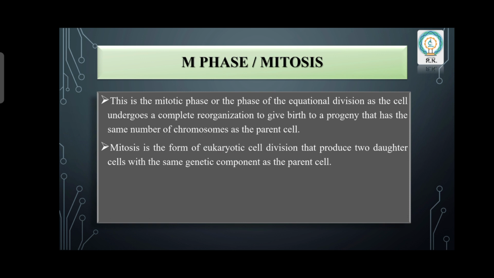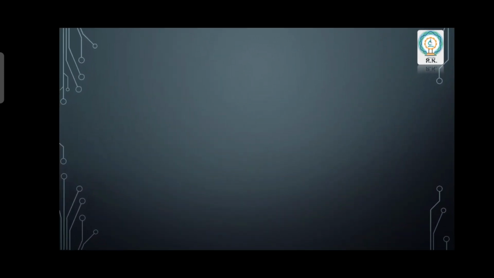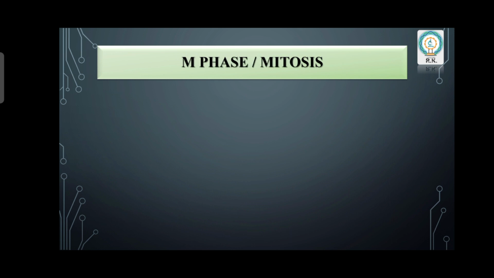Mitosis is the form of eukaryotic cell division that produces two daughter cells with the same genetic component as the parent cell. It is a continuous process, and the other organelles are also divided equally by the process of cytokinesis, which is preceded by mitotic nuclear division, which is karyokinesis. When we say the word karyokinesis, we are referring to mitotic nuclear division. And when we are saying cytokinesis, we are referring to cytoplasm division.